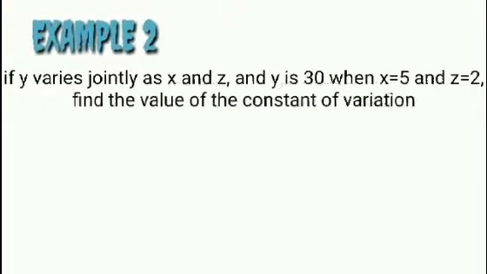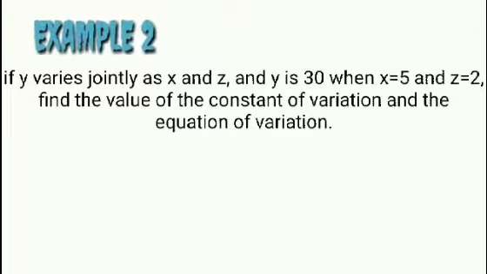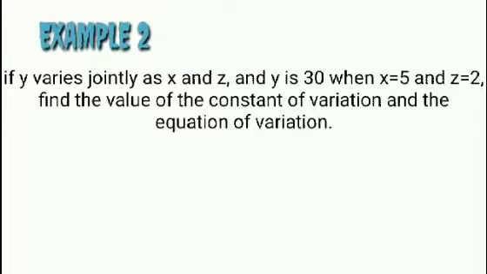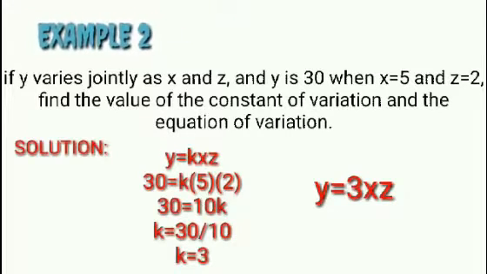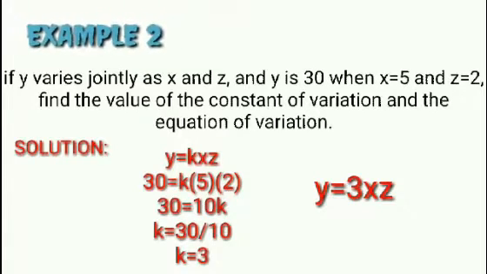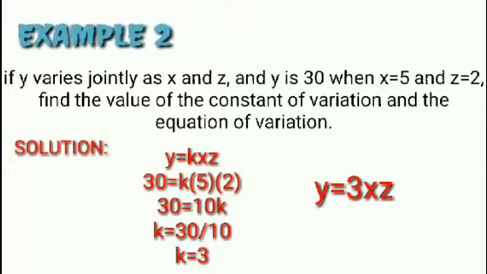After you solve for the k, substitute the value of k in the equation to get the equation of variation. Example number 2. If y varies jointly as x and z, and y is 30 when x equals 5 and z equals 2, find the value of constant variation and the equation of variation. Again, the first thing you will do is write the equation involving x, y, and z. Second, substitute the given values in the equation. Third, simplify. And fourth, solve for the k. After you solve for the k, substitute the value of k in the equation to get the equation of variation.